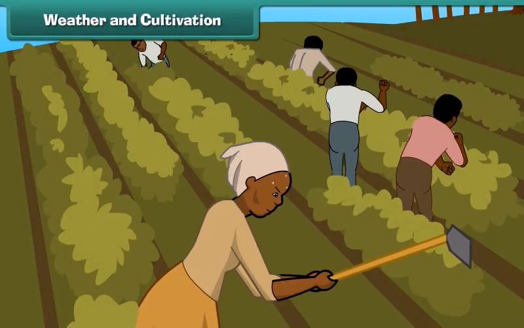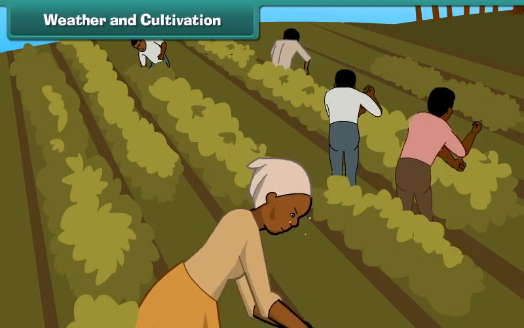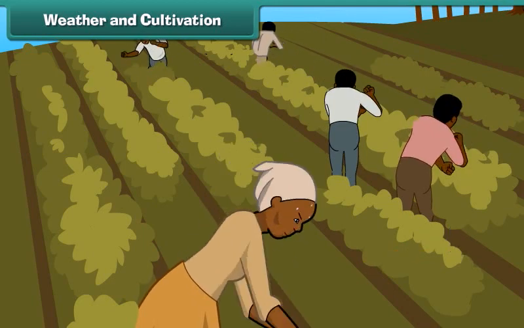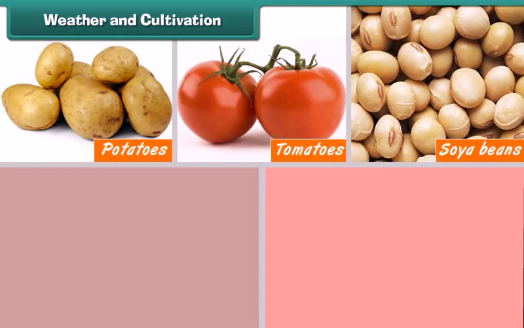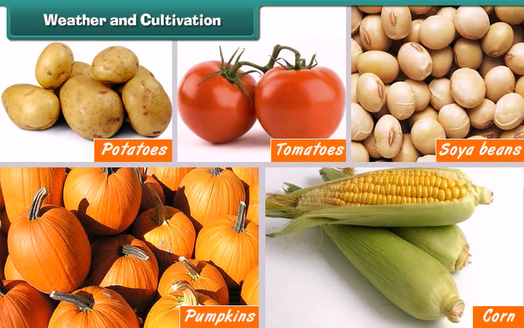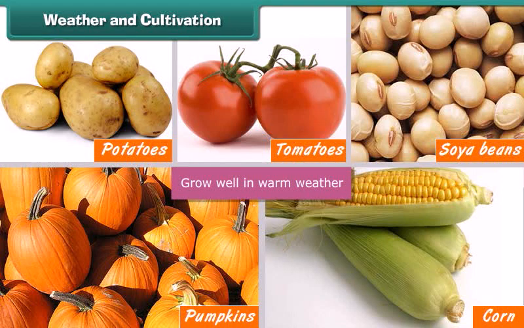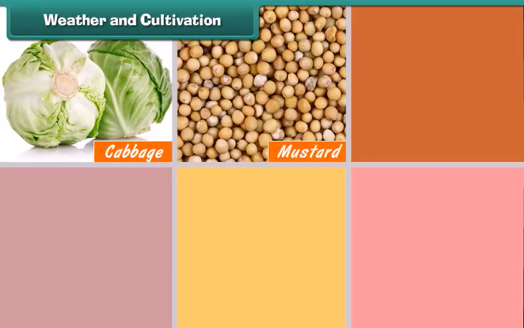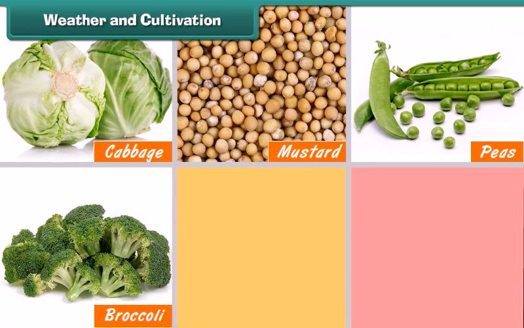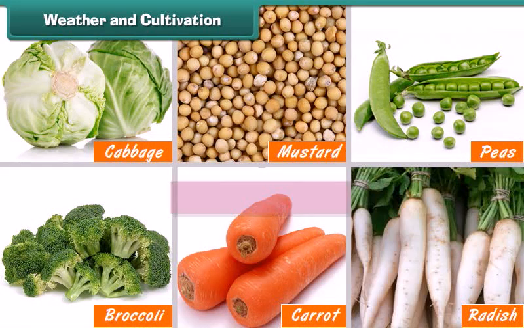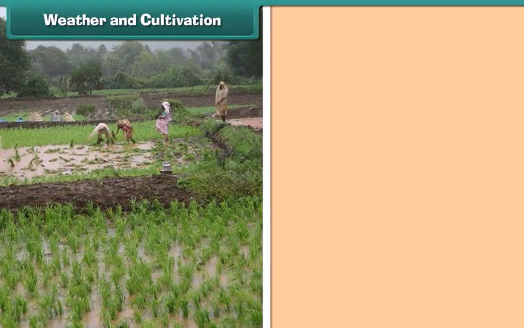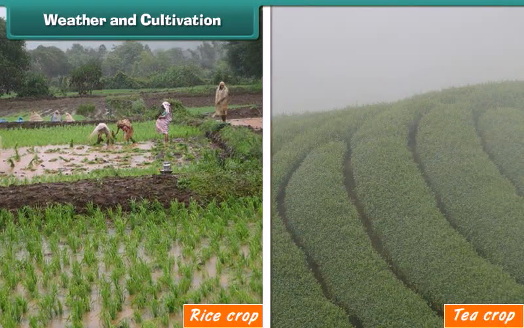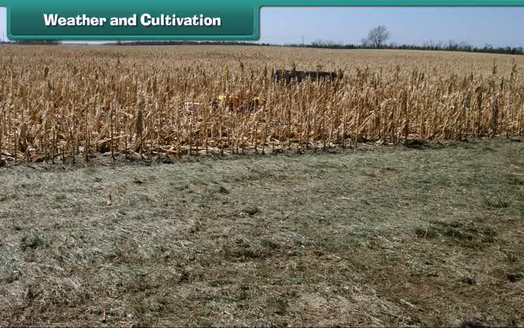Weather and cultivation. Weather affects cultivation. Some crops like potatoes, tomatoes, soybeans, pumpkins, corn grow well in warm weather. Cabbage, mustard, peas, broccoli, carrot, radish grow well in cold weather conditions. Rainfall is good for rice and tea crops, but too little or too much rain can destroy crops.